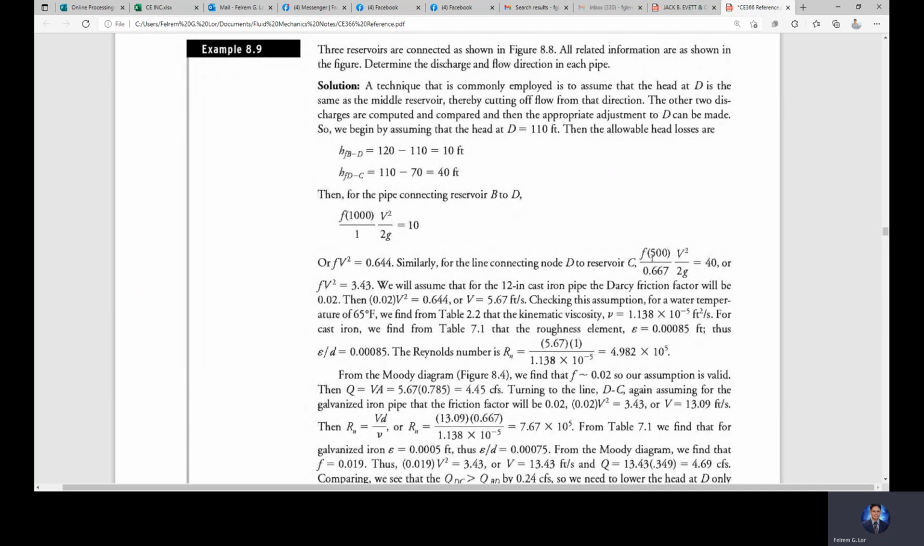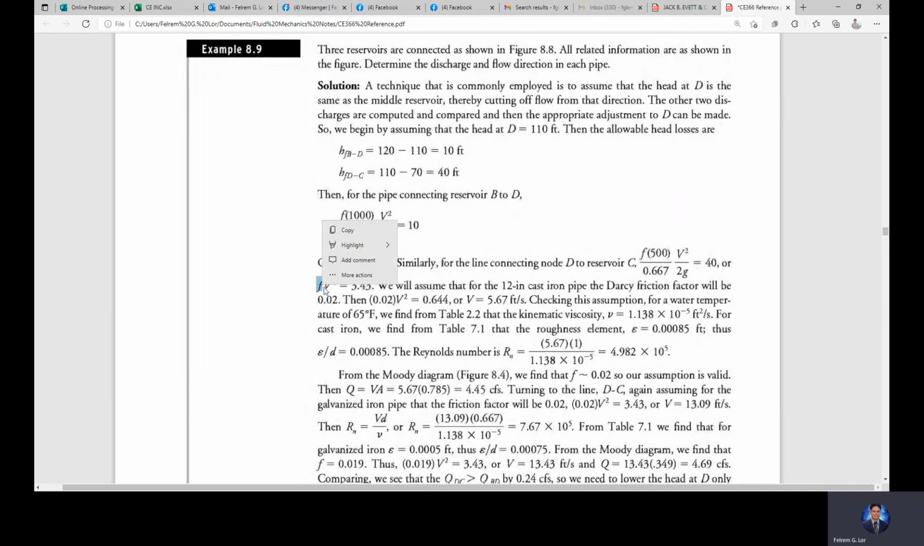So similarly, if we apply this to C and D, or D to C, we have 40 as their difference. So 40, so 500, that's the length over diameter. So we can have this relationship: f V squared equals 3.43. So wala pa ta kabalo sa value sa f.